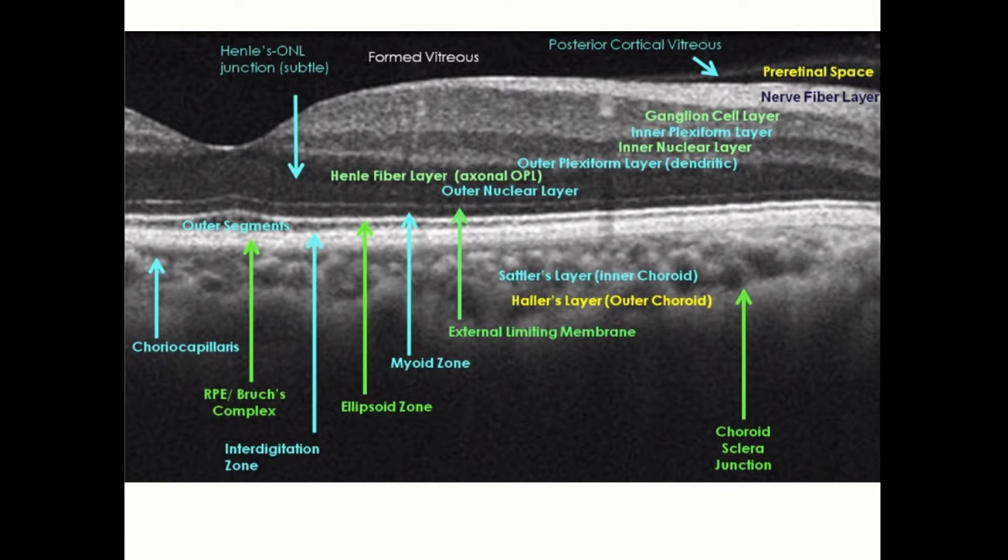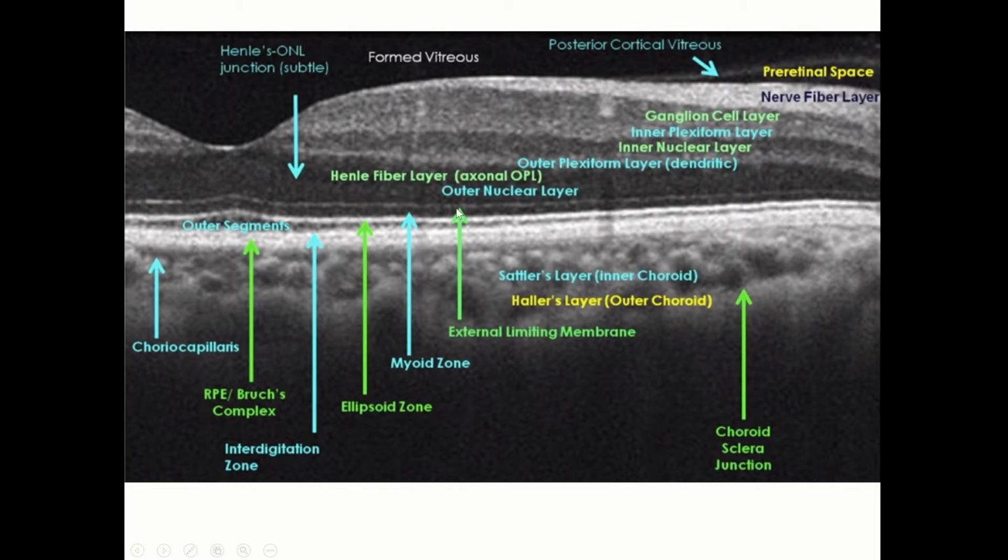On OCT, the layers are much more than the 10 layers which have been described on histopathology. So from outside, you've got the choroid, in which you've got the Sattler layer, inner choroid, and the Haller layer, which has the outer choroid. Then if you move from outside to inside, you have the RPE Bruch's membrane complex. Then you have the interdigitation zone, where the RPE makes junctions with the photoreceptors. Then the first band you see is the ellipsoid zone. After that, you have the myoid zone, and then the external limiting membrane.